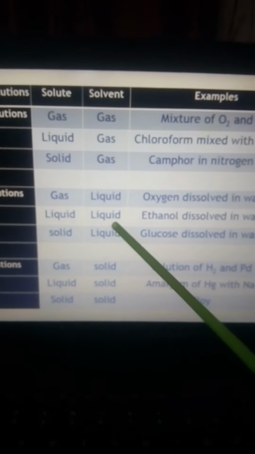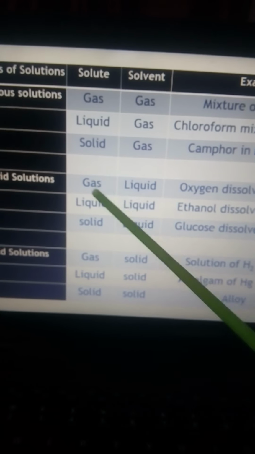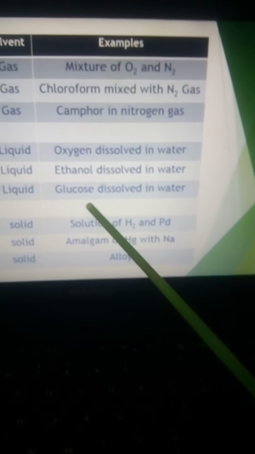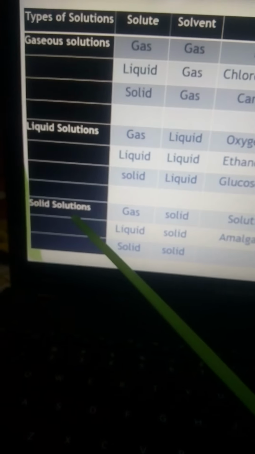So similarly, the solvent may be in the liquid state and the solute may be gas, liquid and solid. That means gas in liquid, say oxygen dissolved in water, you know. Liquid in liquid, ethanol dissolved in water. Solid in liquid, just now we have seen glucose or sugar or salt dissolved in water. Similarly, solid solutions.